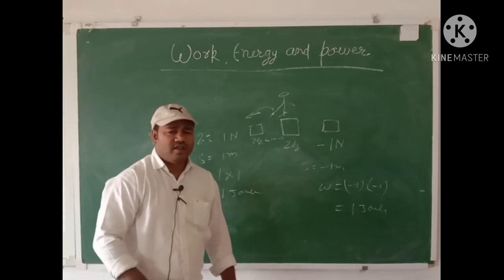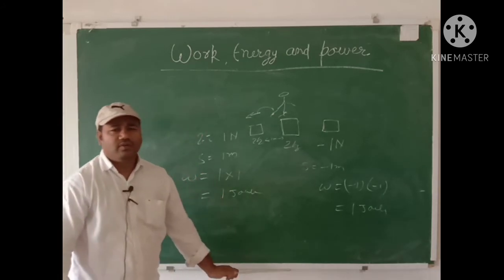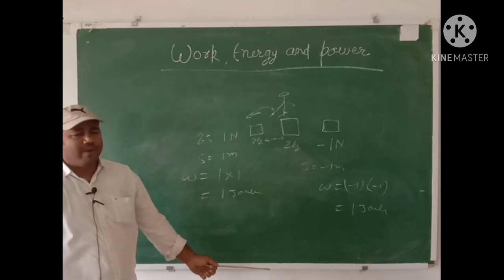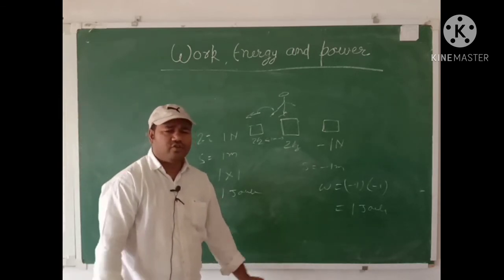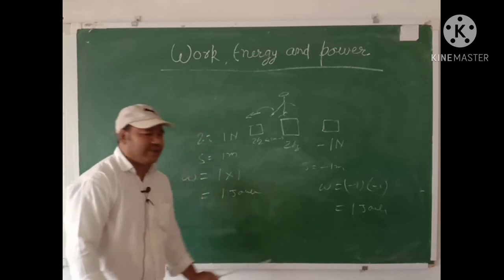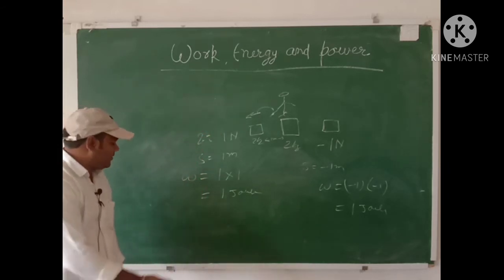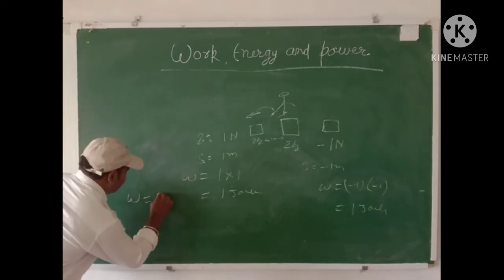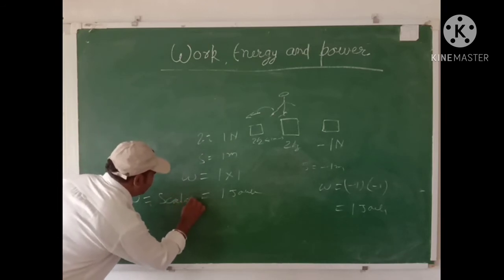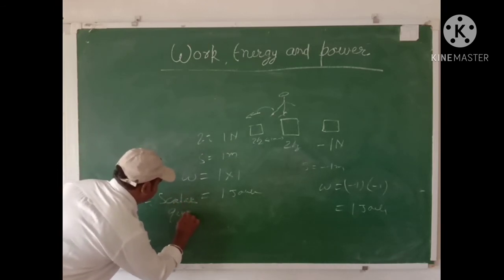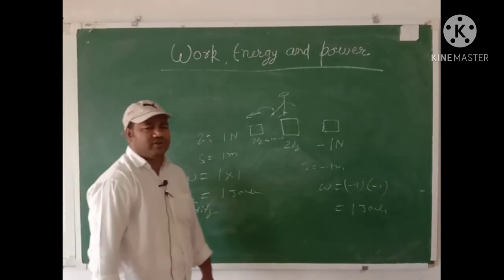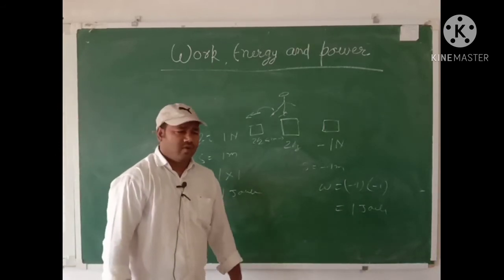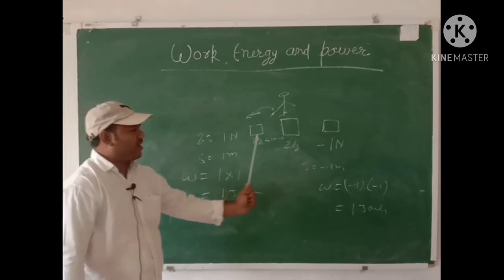So work has nothing to do with the direction. No matter in which direction I am performing the work, it has nothing to do with the direction, nothing to do with the sign. That's why work is a scalar quantity. It has nothing to do with the direction. Okay, work has been done this side also, work has been done this side also.